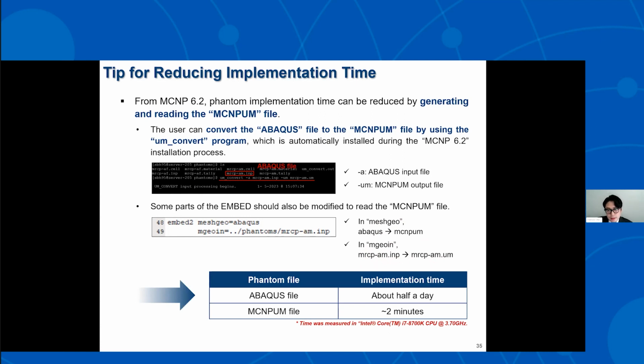And please note that the MCNP file should be regenerated every time if you want to modify the ABAQUS file to set the different internal organ sources.